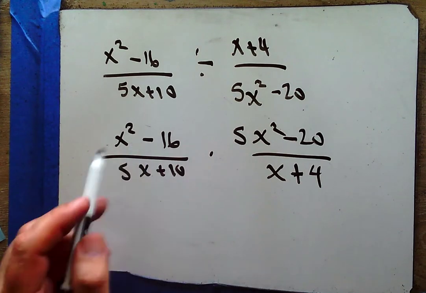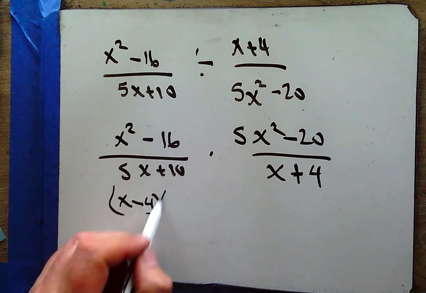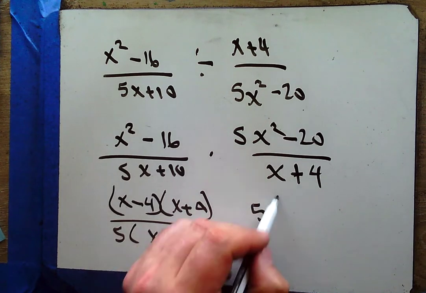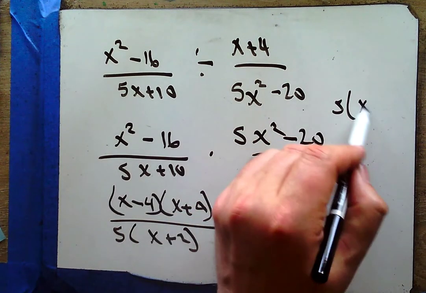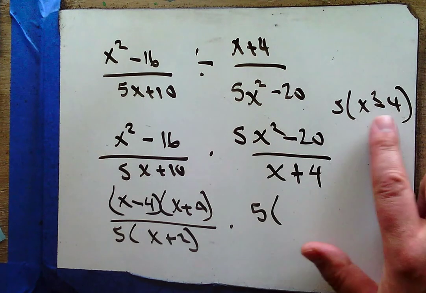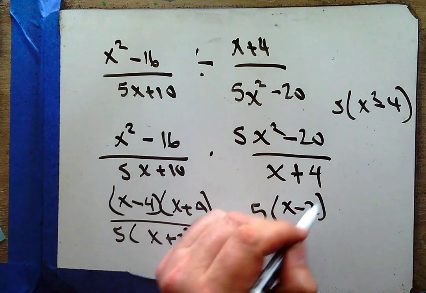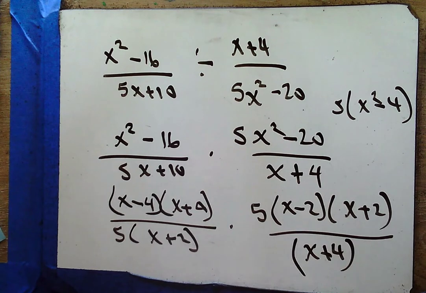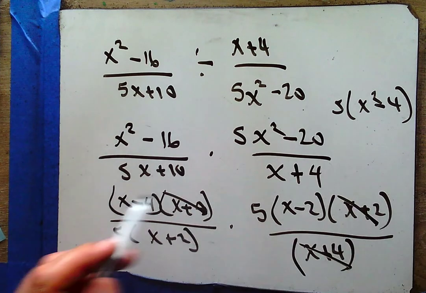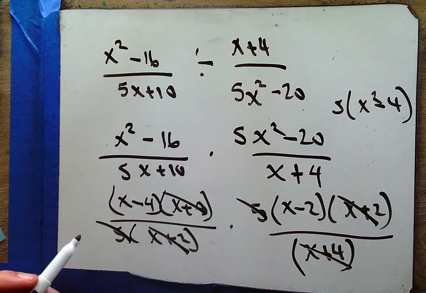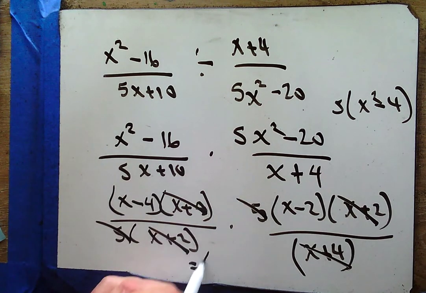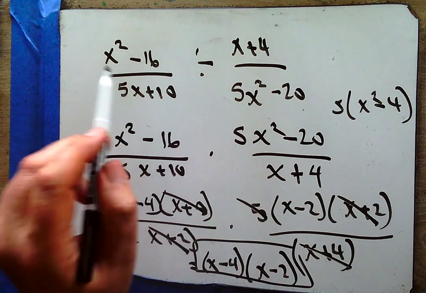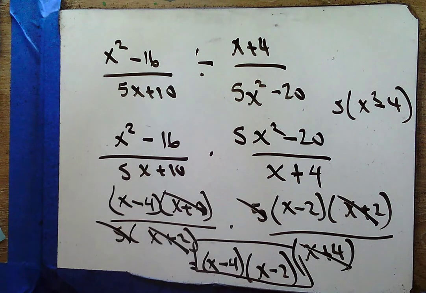Okay, so did you factor? You get x minus 4, x plus 4, and 5 times x plus 2, times 5 times. That's, when I pull out the 5, I've got x squared minus 4, but x squared minus 4 is a difference of squares, and so I've got x minus 2, x plus 2, all over that x plus 4. Okay, so the x plus 4's cancel, x plus 2 cancels, and I can cancel a 5. And so I'm left with x minus 4, x minus 2. That's my answer when I divide this rational expression by this one.